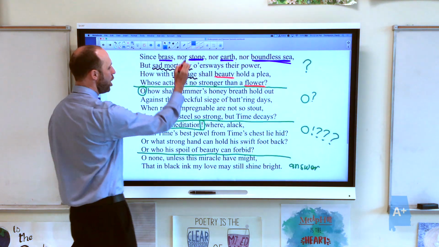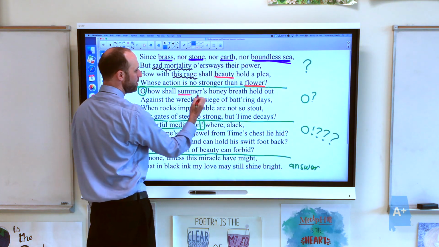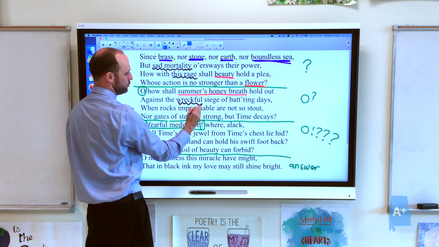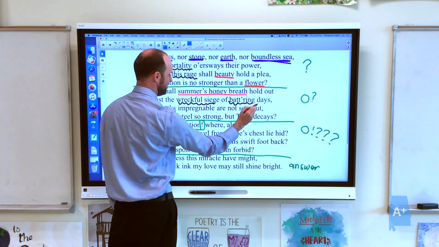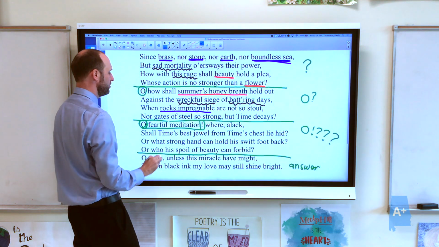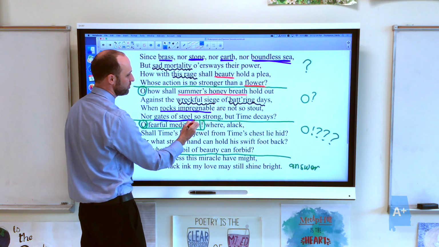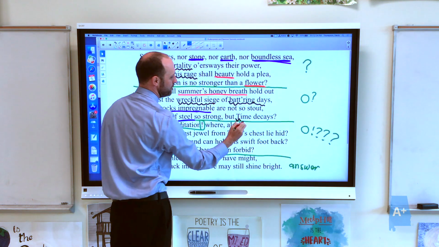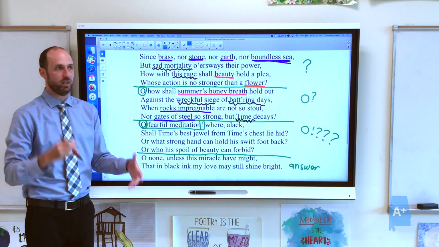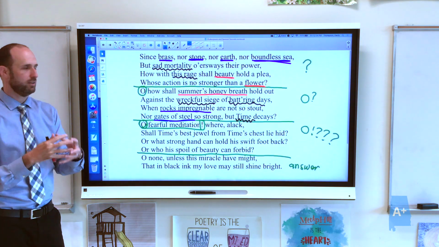He says, oh, how shall summer's honey breath hold out against the wreckful siege of battering days, when rocks impregnable are not so stout, nor gates of steel so strong, but time decays. Now, we see a change of imagery here. Shakespeare's just throwing it all at us, which is why he's so rich.